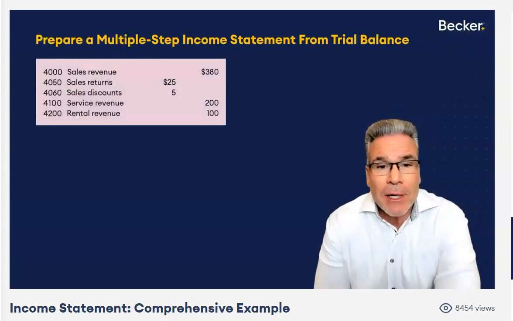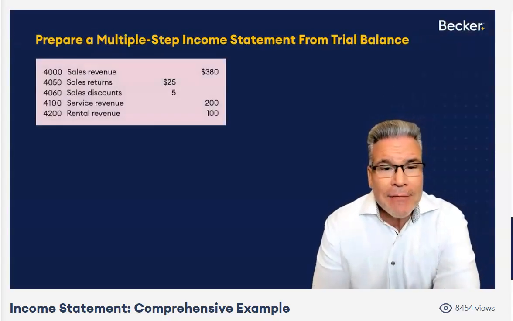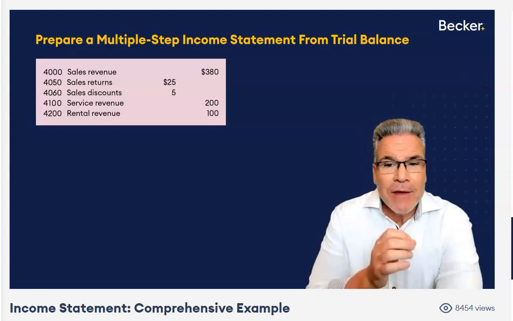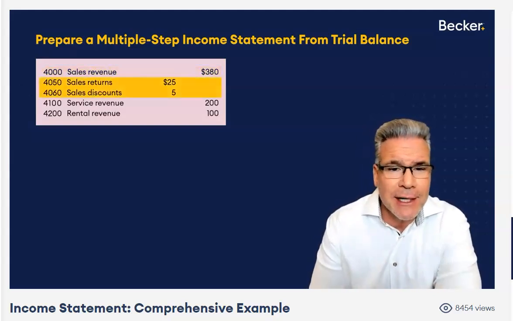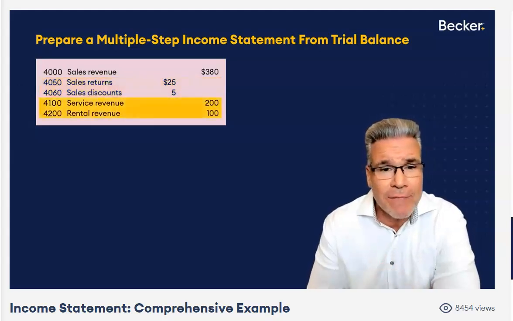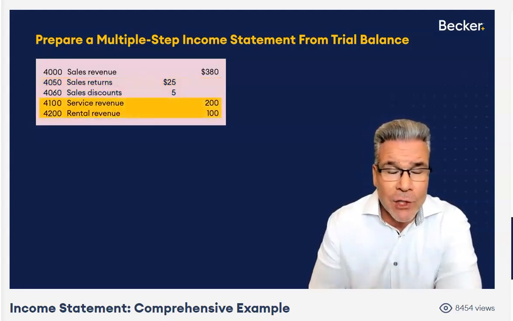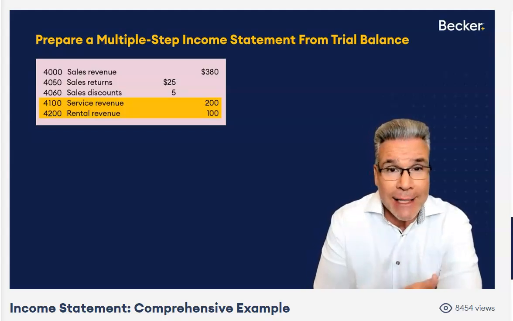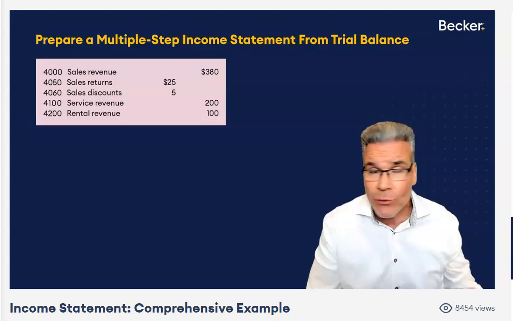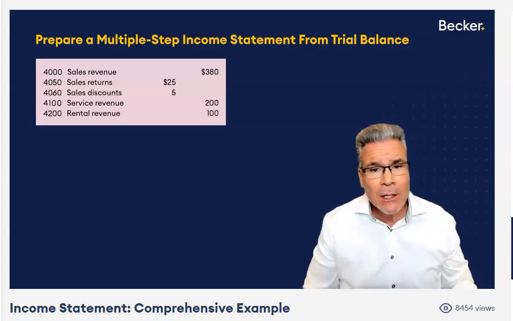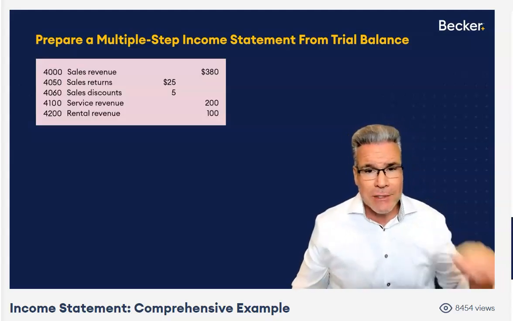So we've got this company for a period of time, and they do different things. They've got sales revenue. Now, they must be selling goods because they have returns and discounts, but they also have service revenue. They also have rental revenue. How do I know those are not other items? Because of the account information. The 4,000 accounts are all revenue, not other, but all revenue. So this is all part of their core business.